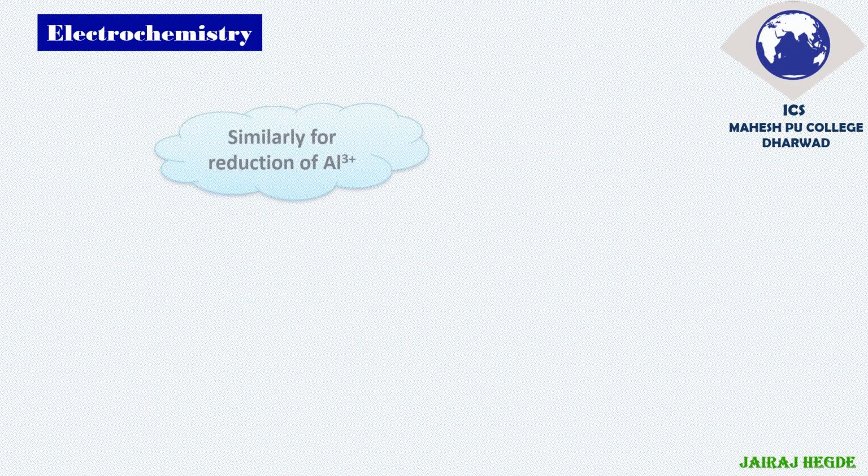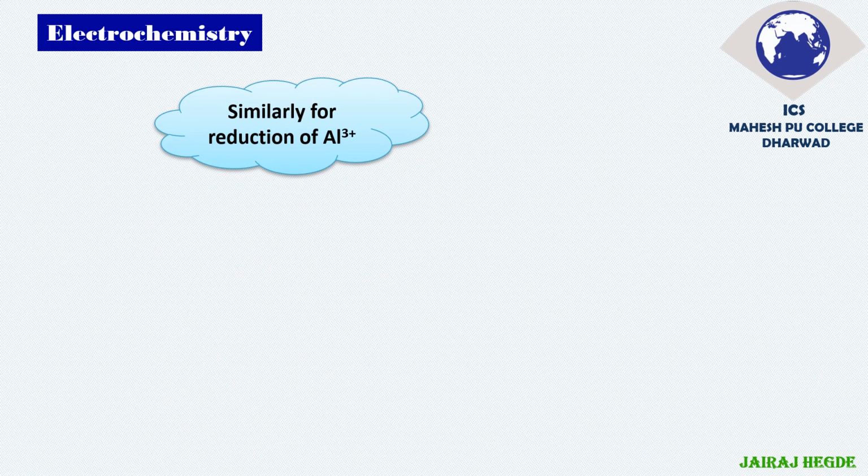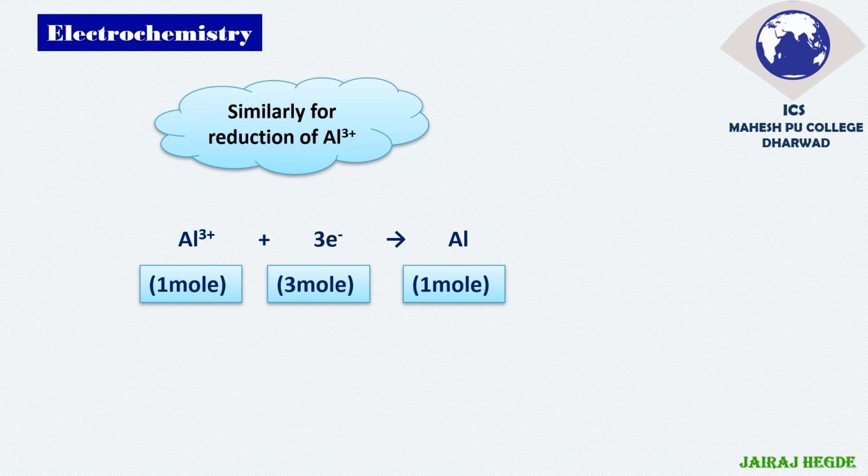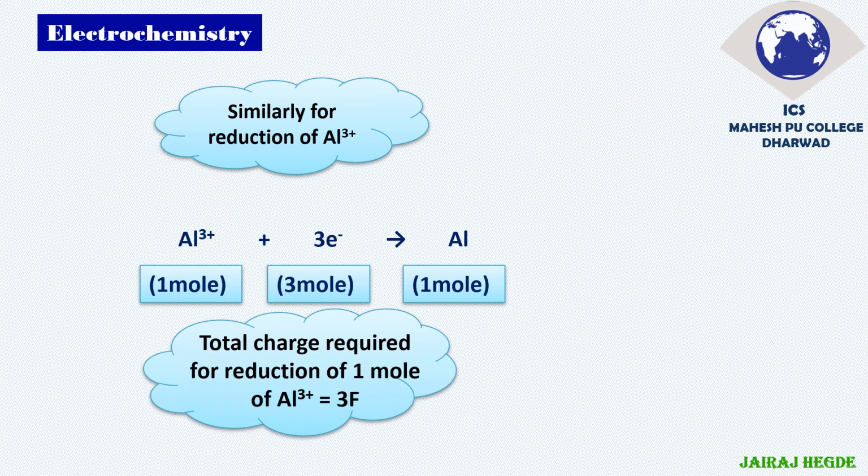So let us have another example for reduction of Al3+. Al3+ plus 3 electrons gives Al. So they are in the ratio of 1:3:1. I need to reduce 1 mole of aluminium, I require 3 moles of electrons. So how much electricity is required? The amount of charge required will be 3 Faraday.